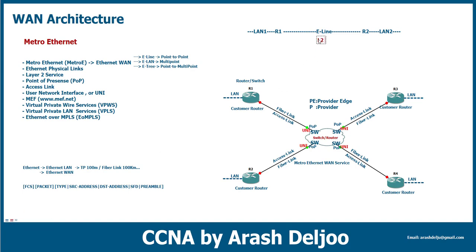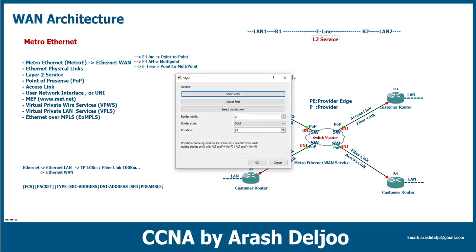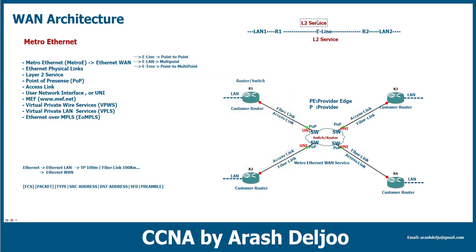Layer 2 service. What does it mean? It means that we have an emulated direct connectivity between router 1 and router 2. Because of that, here we have one range of IP addresses, for example, 10.0.0.0/30. This is point 1, and this is point 2.